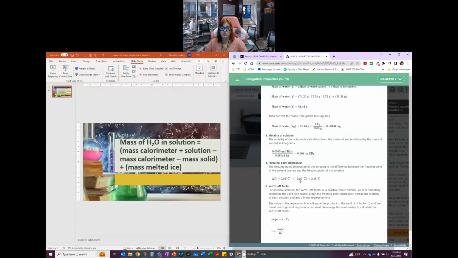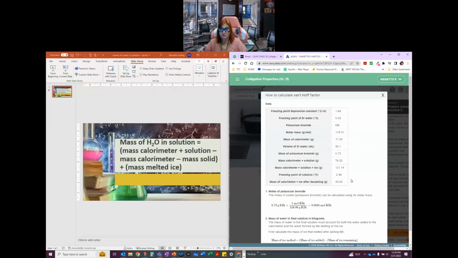We're not looking for the final freezing point. We're not looking for the freezing point depression. We're looking for the actual change overall. Okay, and then calculating the Van 't Hoff factor here requires a graph to be generated, and the graph, that slope divided by the KF value, which is given to you, okay, is actually 1.86. Okay, so the slope divided by that 1.86 gives you the apparent Van 't Hoff factor that you need to report.